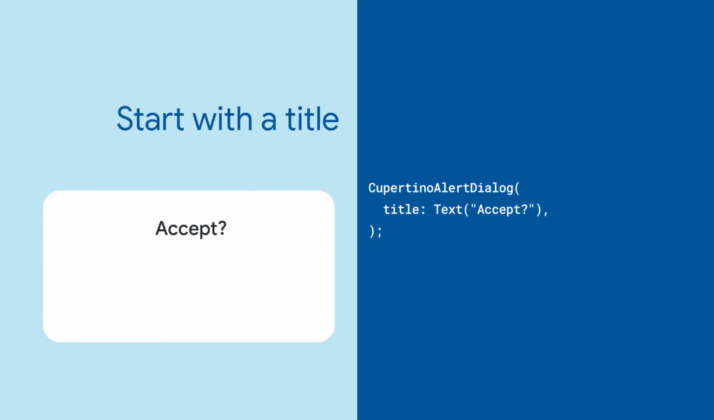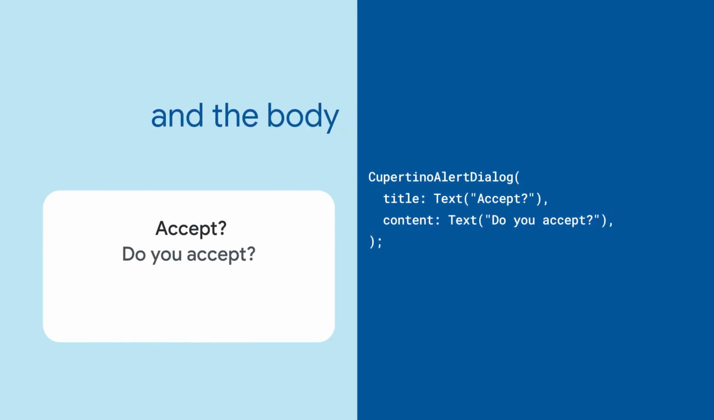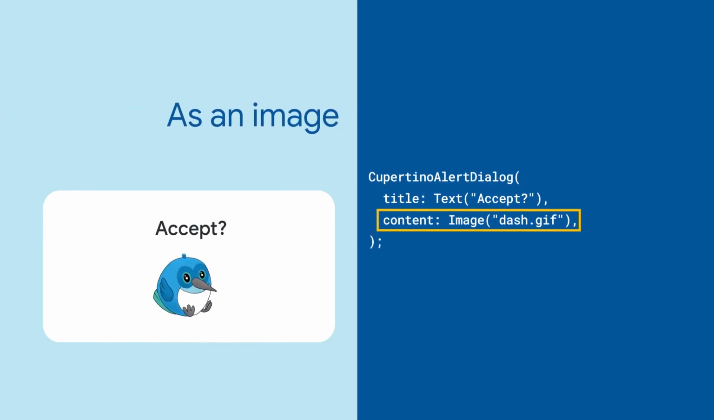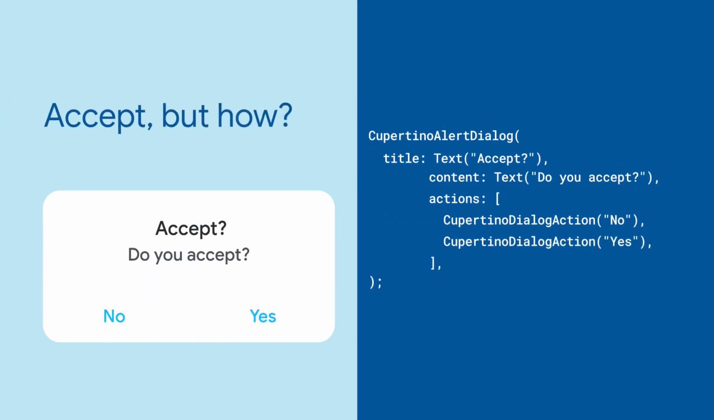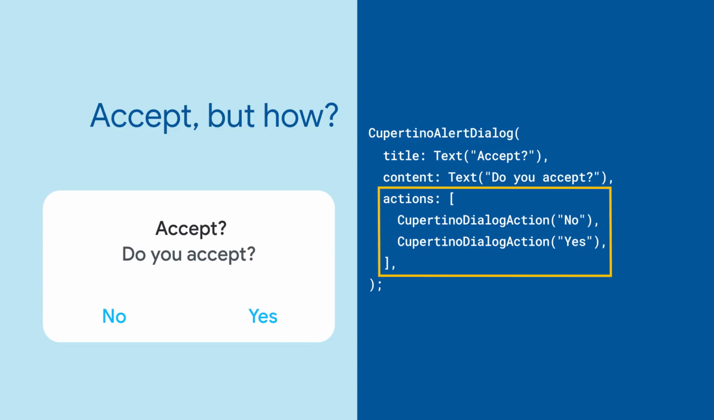Right up top is the title, followed by the main content. Usually this is text, but it could also be an animated image or anything you want. It should be clear to users what to do about the alert, so specify how they can respond to it with buttons passed to the Actions parameter.